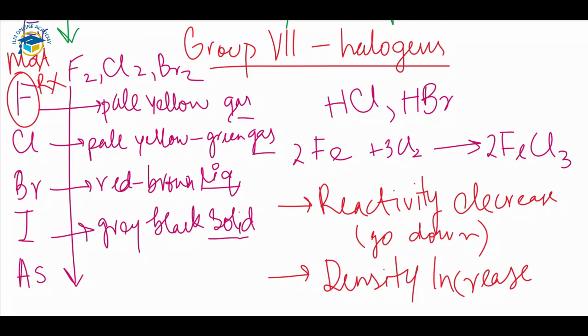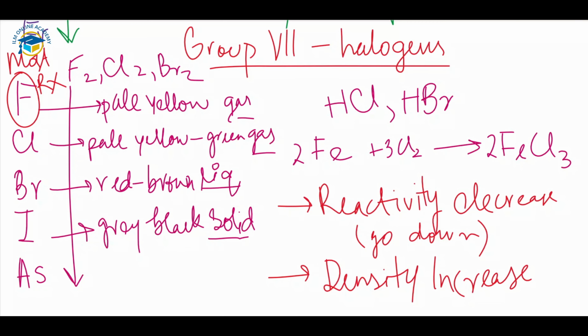From top to the bottom, density increases but reactivity decreases. So these are the specific trends of the halogens. They are poisonous and they have a similar strong smell. They are non-metals, and as I already told you, they can form the hydrogen halides.